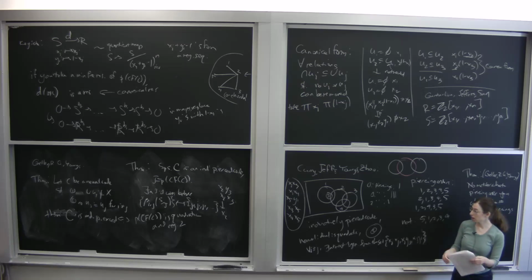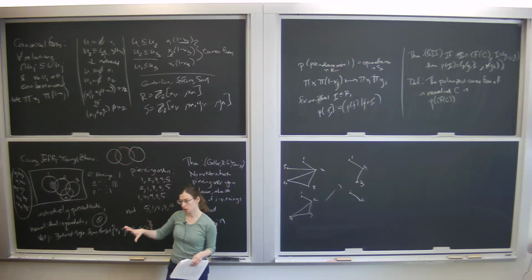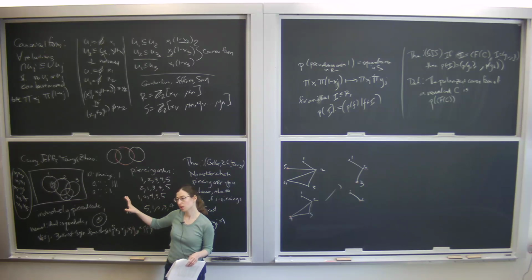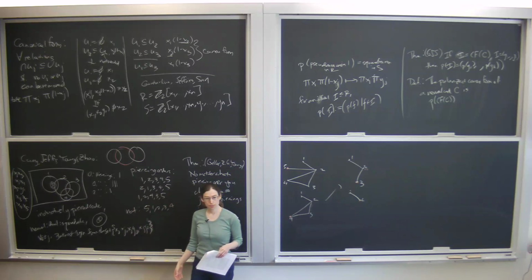There's another result: maybe your code's not inductively pierced, but you have some neural code and you know the Betti numbers of the polarized canonical form. If you add a piercing to it, we can tell you how the Betti numbers change as well.